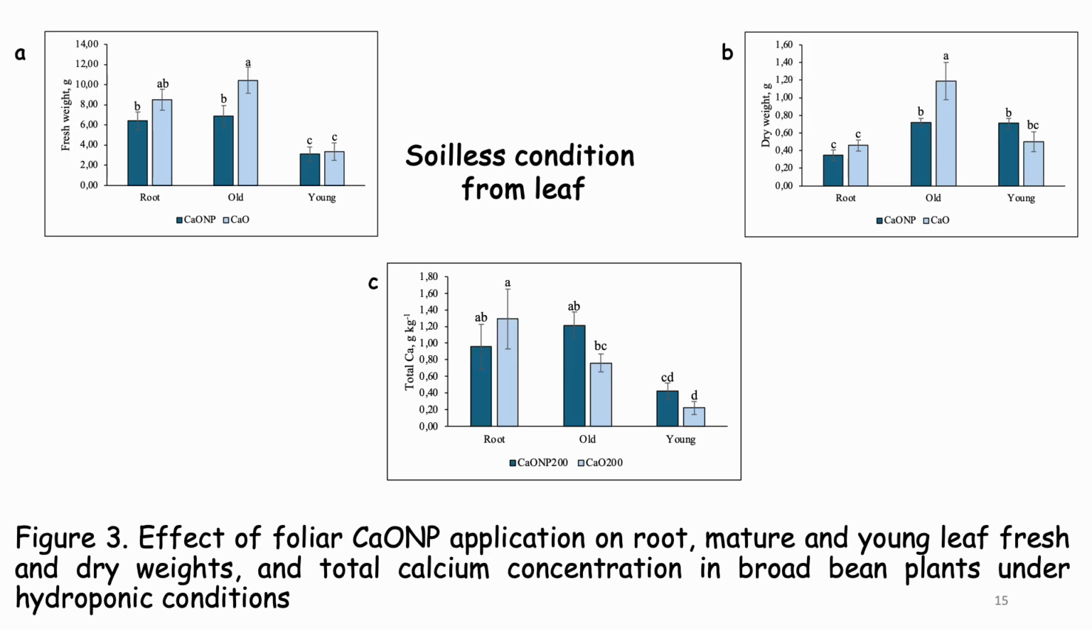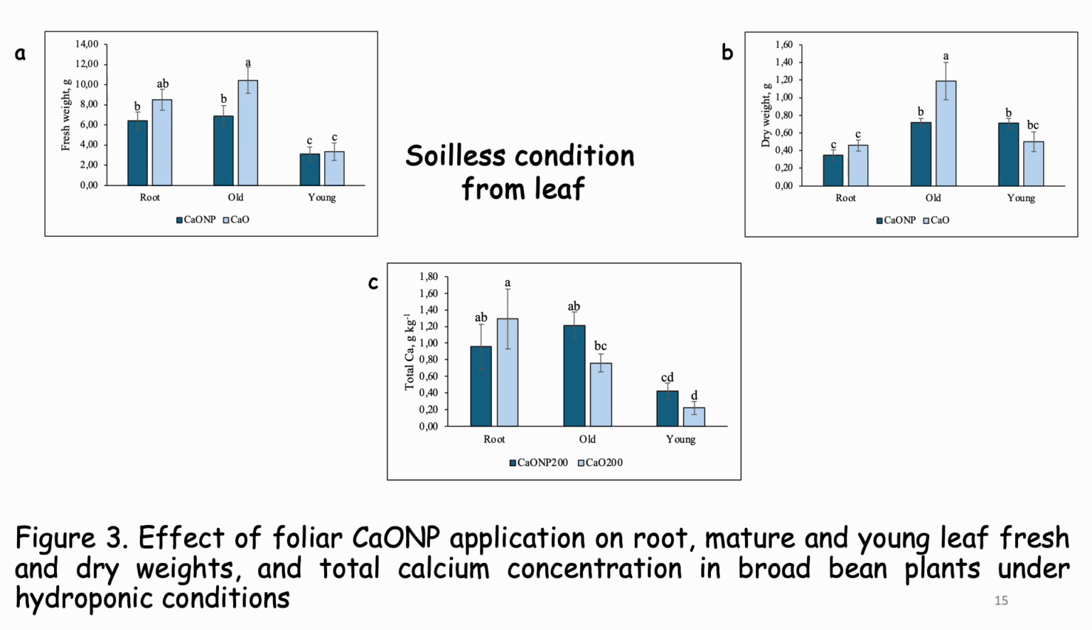In figure 3a, foliar treatment showed the highest fresh weight in old leaves, significantly higher than calcium oxide nanoparticles. In root and young leaves, both treatments had lower values with no significant advantage of calcium oxide nanoparticles. In figure 3b, similar to fresh weight, calcium oxide led to the highest dry weight in old leaves. In roots and young leaves, differences were minor and overall biomass remained low compared to the soil application result.